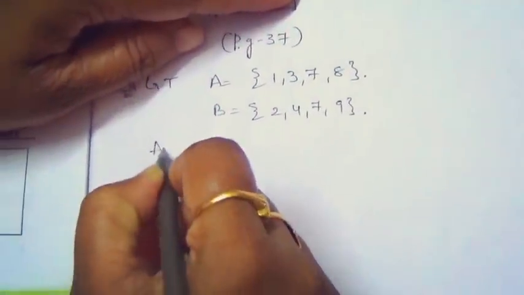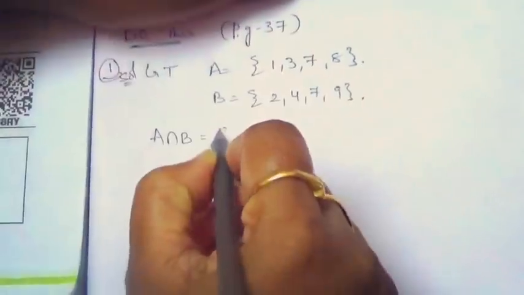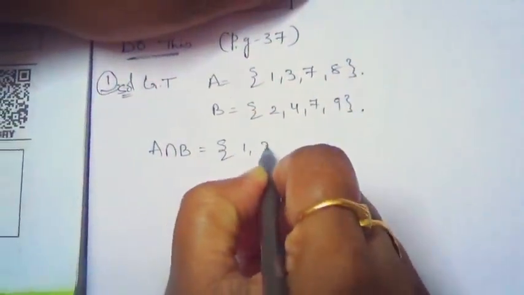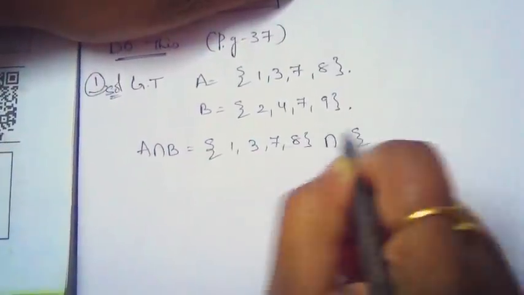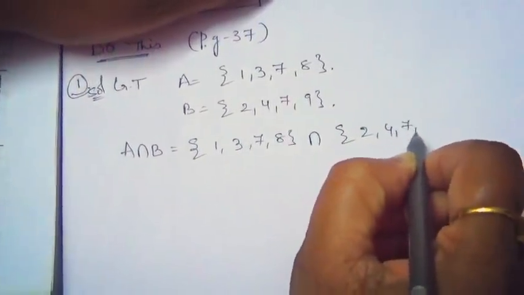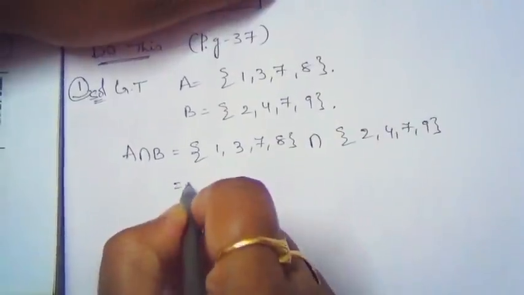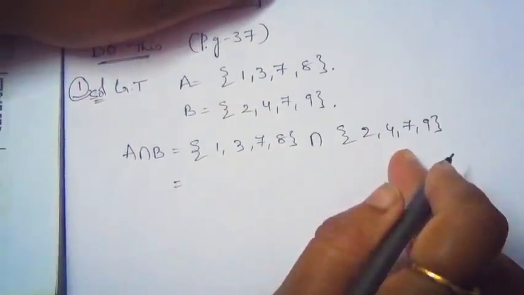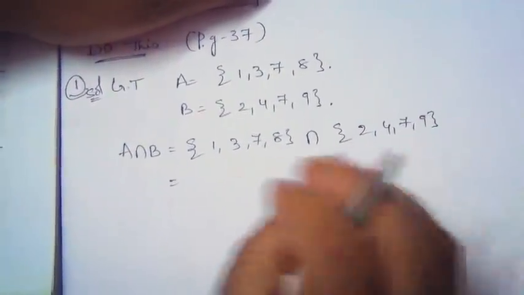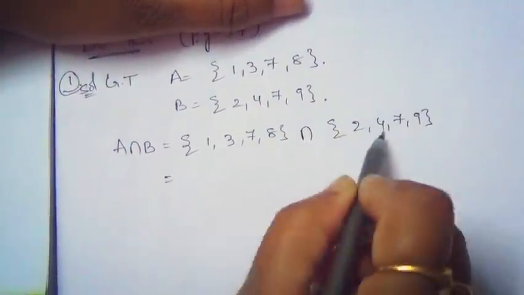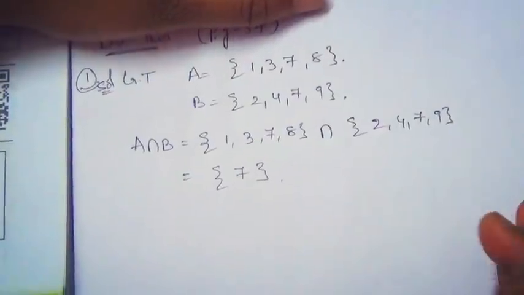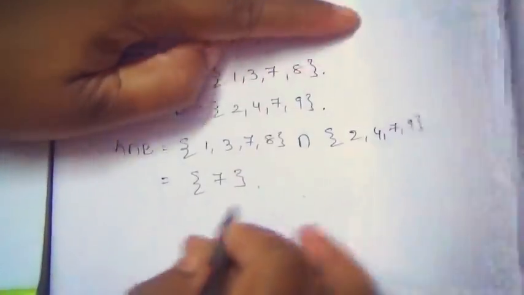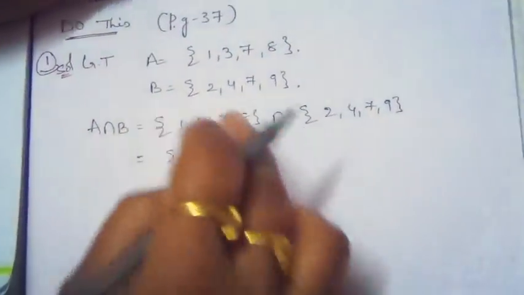So we have to find out A intersection B. So A intersection B means {1, 3, 7, 8} first set you have to write. So intersection {2, 4, 7, 9}. What are the common elements in both the sets? 1 is there, 3 is there. Just look with keen observation. So you have only one element, that is 7, right? There are no other common elements, only one, that is 7. It is the solution for the first sum.